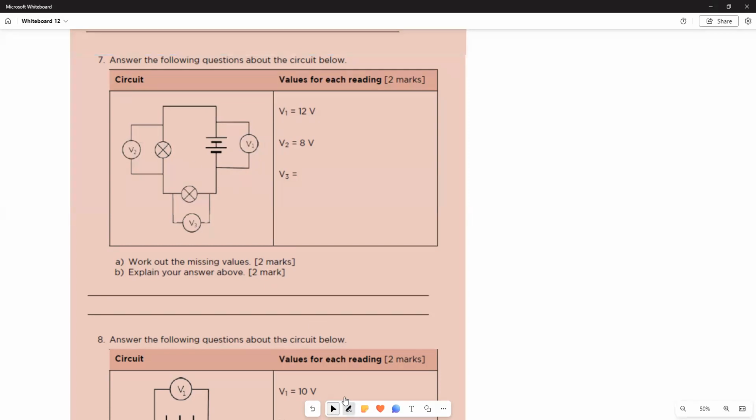So now let's see. We go into, okay. So we can easily see that V3 must be 4 volts, so that V2 and V3 are going to add up to the total. Then the explanation of your answer will be that V1 is the sum of V2 and V3 since it's on the power source, so it's the total voltage of the circuit. So when you add this and that, you get the total there. Then we answered that question. Now we can go to question 8.